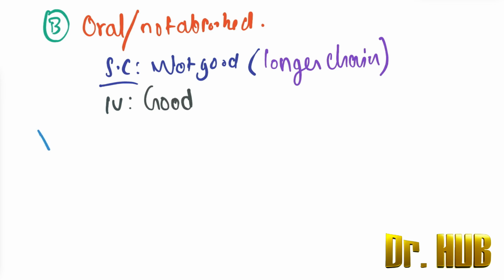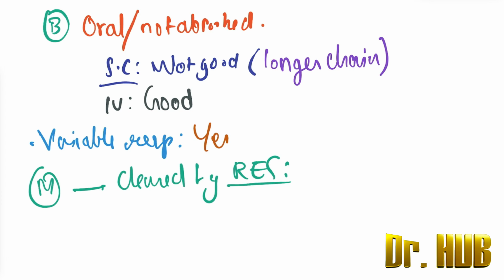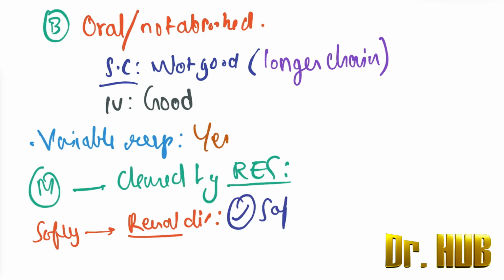Then let's look at the variable response. In terms of the variable response, the answer is yes. And how is the metabolism? It is cleared by the reticuloendothelial system, written as RES. So how is the safety? The safety in renal disease is that it is very safe. So it is safe in terms of renal impairment.